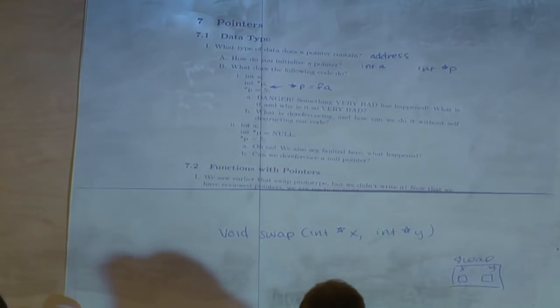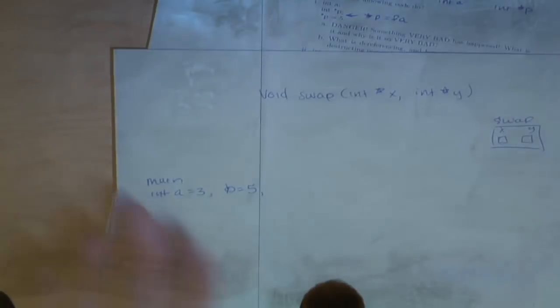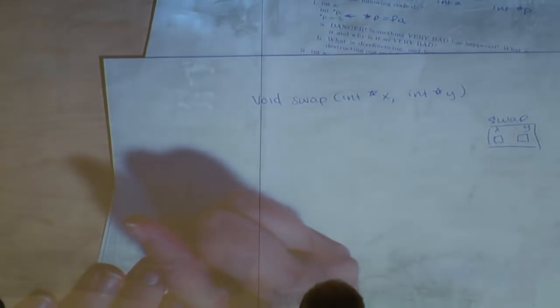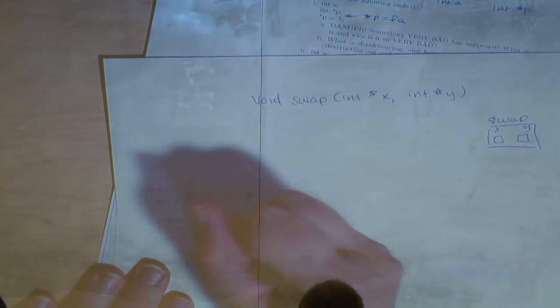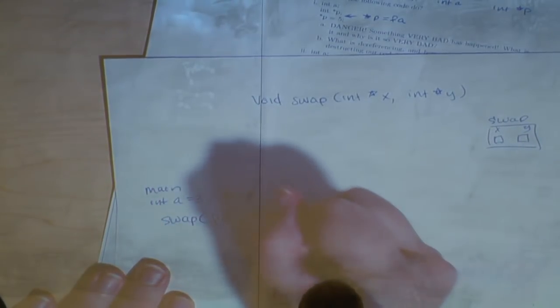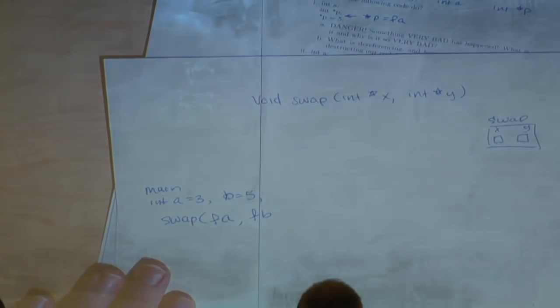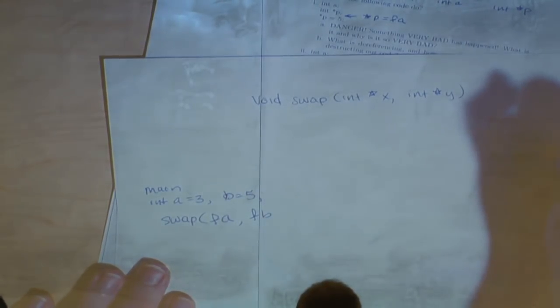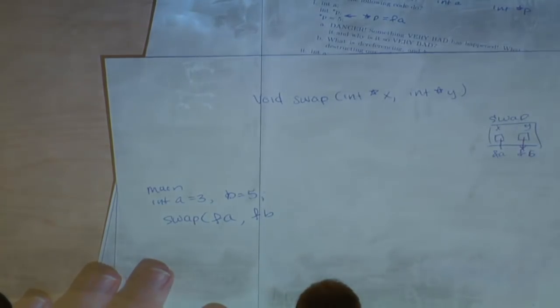So in main, say we have an a and it's 3, and we have a b and it's 5. This is inside our main function. And so when we call swap, we need to send it the address of a and the address of b. So now inside our x, we have the address of a, and inside our y, we have the address of b, which is exactly what we want. Okay. So now we can use those to swap them.